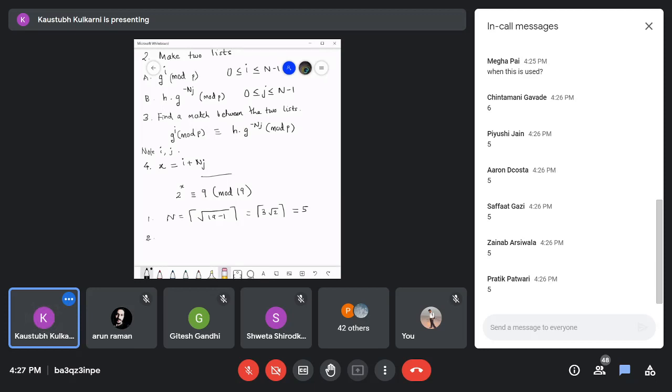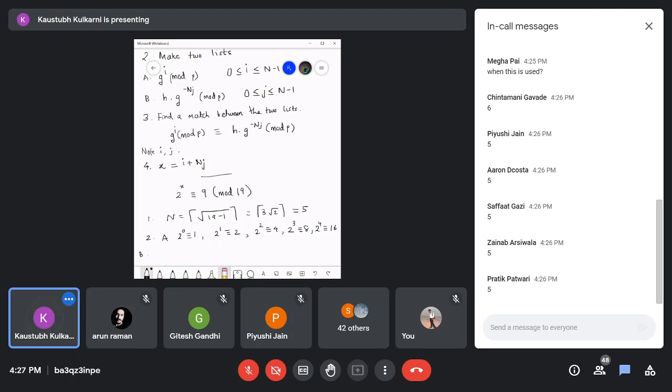Second step, make two lists. The list will go from 0 to n minus 1, that is 0 to 4. So the first list is 2 raised to 0, and you calculate modulo 19. So 2 raised to 0 is 1, 2 raised to 1 is congruent to 2, 2 raised to 2 is congruent to 4, 2 raised to 3 is congruent to 8, 2 raised to 4 is congruent to 16 as it is.